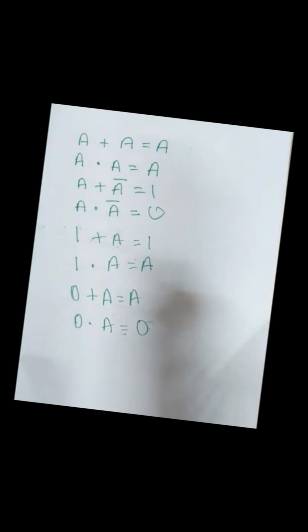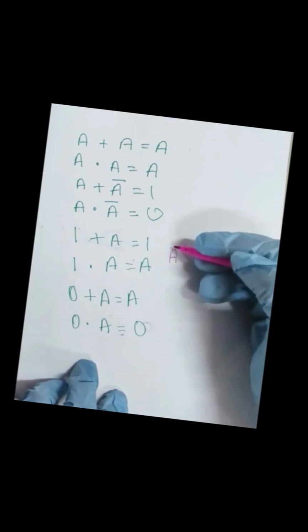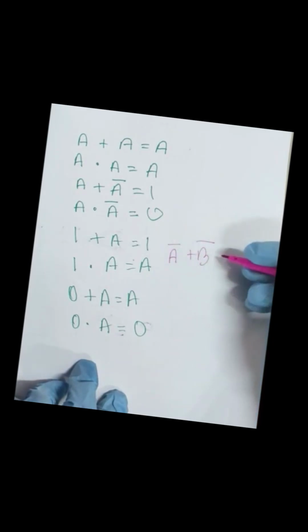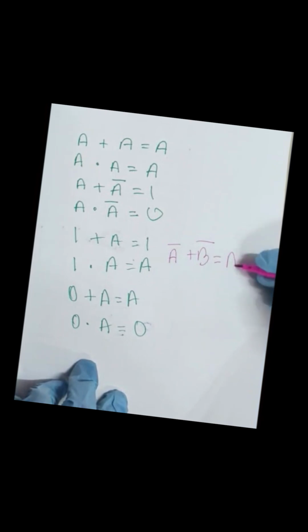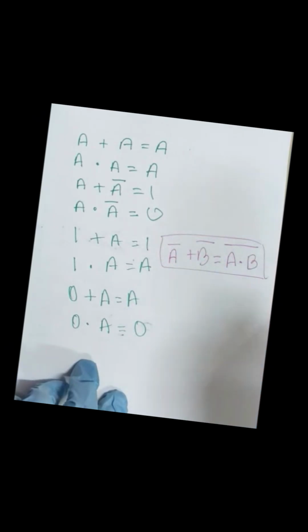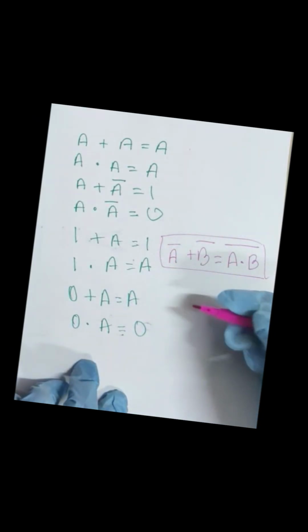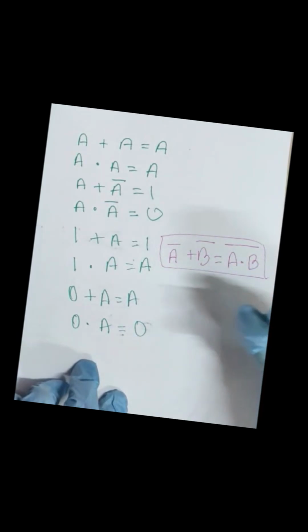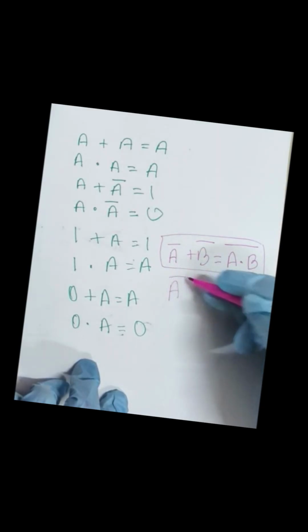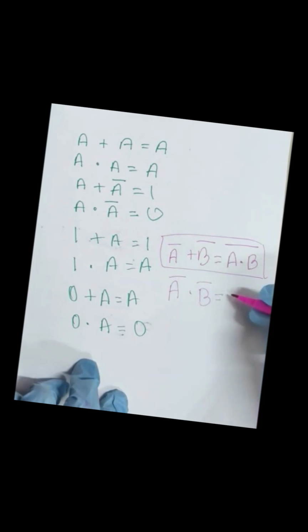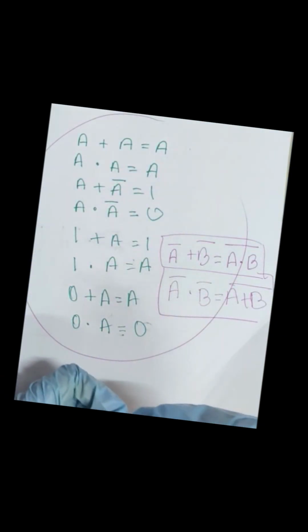I'll be giving you 2 more most important ones, known as De Morgan's law, which is A dash plus B dash equals A dot B the whole dash. This is known as De Morgan's law, which is very important in solving questions. If you know how to use this, you can solve the questions easily rather than drawing the truth table. A dash dot B dash equals A plus B whole dash. So this is an important thing which you have to memorize.